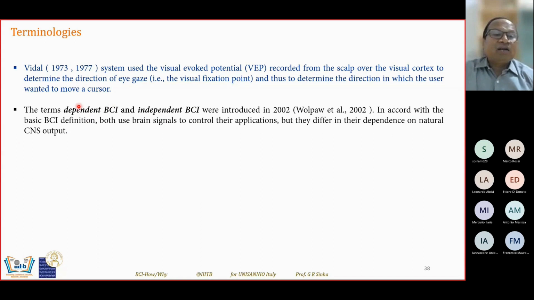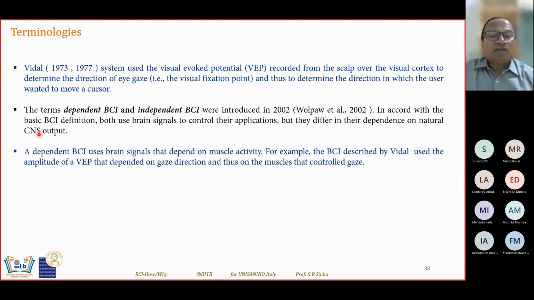In dependent BCI, the functionality will depend on natural CNS output, whereas in independent BCI, the functionalities will not depend on natural CNS output. Now you can definitely understand, I hope by this time, what is natural CNS output and what is artificial CNS output. In our previous slides, we were trying to understand. And remember, these terminologies, these discussions are very important when you really want to know about BCI and the capabilities of BCI.